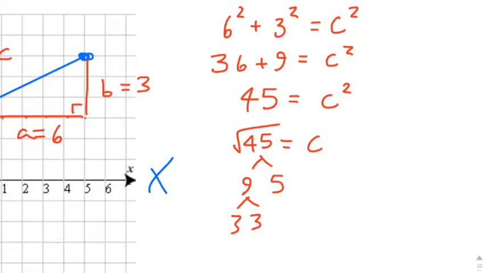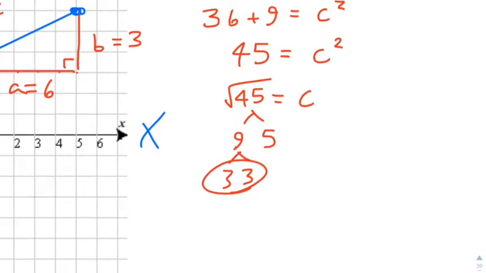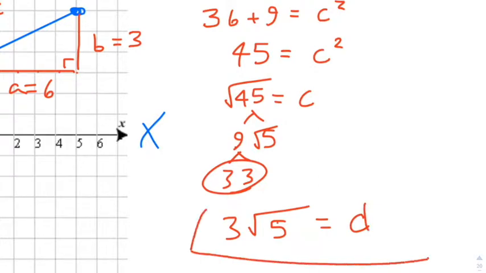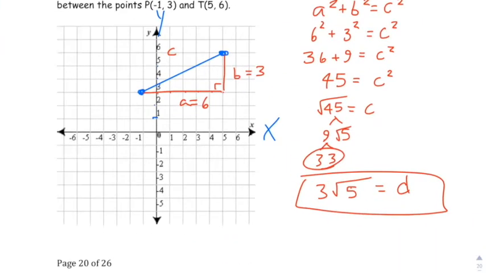So you basically make a factor tree, figure out what this thing breaks down to, and then you're looking for groups of 2. You're looking for pairs. Right? So since we have one pair of 3s, we're going to write that outside the radical. And then this 5 doesn't have any pairs, so that stays inside of our radical. So we're going to say that distance c, or if you want to call it d for distance, is 3 square root of 5 units right there.